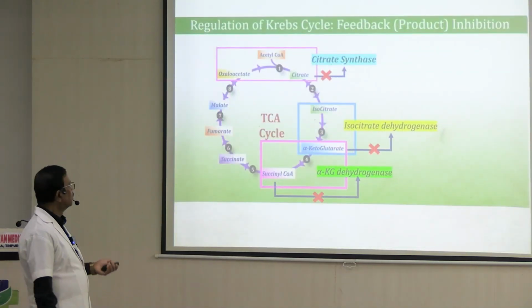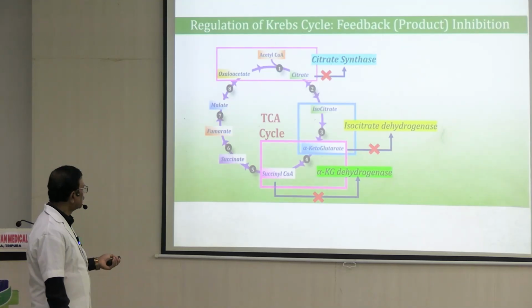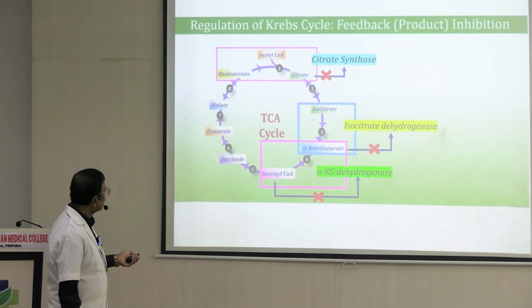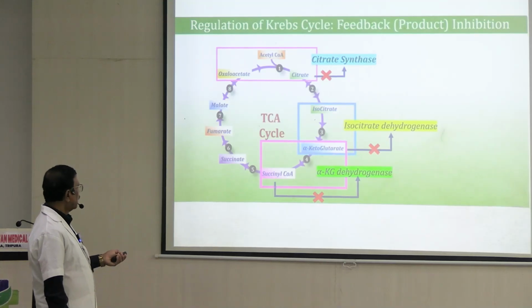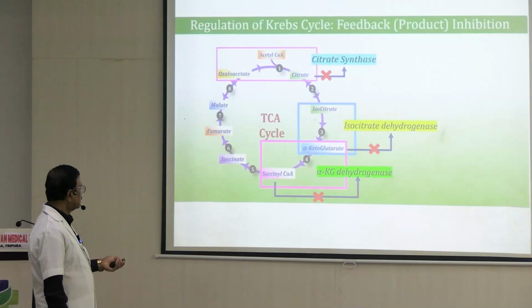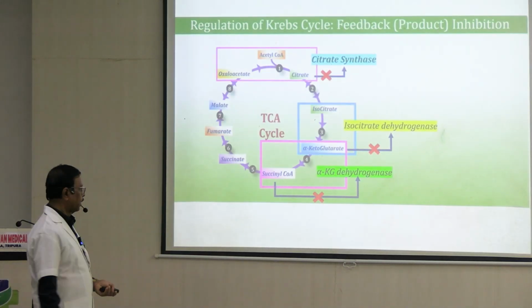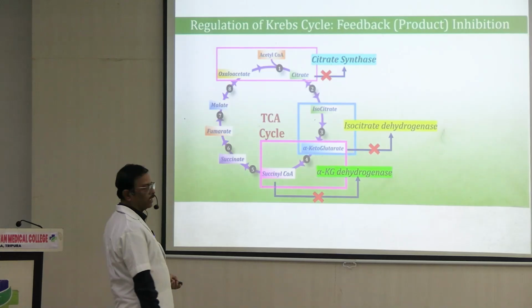Feedback inhibition: citrate synthase is inhibited by citrate, isocitrate dehydrogenase is inhibited by isocitrate, alpha-ketoglutarate, then alpha-ketoglutarate dehydrogenase is inhibited by succinyl-CoA. These are the feedback inhibitions.